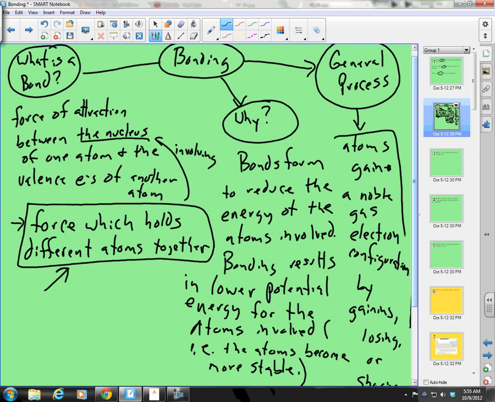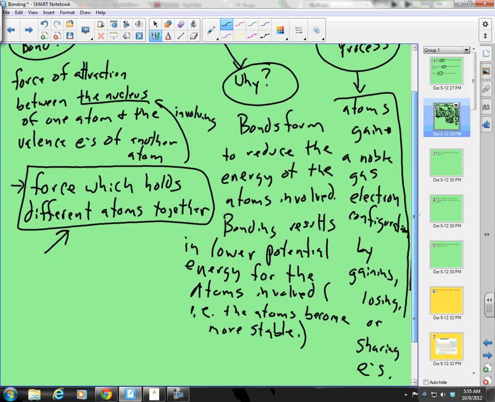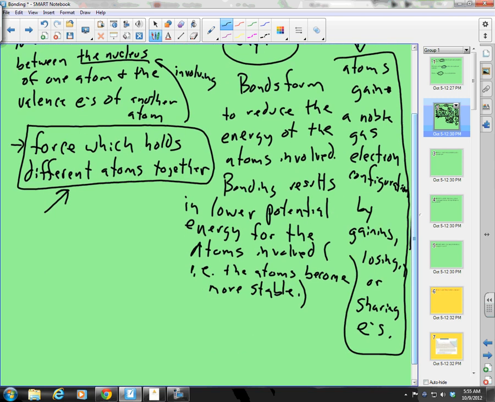The general process is that my atoms start looking like a noble gas in terms of their electron configuration. Noble gas meaning they have a completed s, s for helium, completed s and p orbitals for all the rest. And so that means they end up having, for the most part, 8 valence electrons when they are done reacting. Okay? Cool. I think we can answer our question.